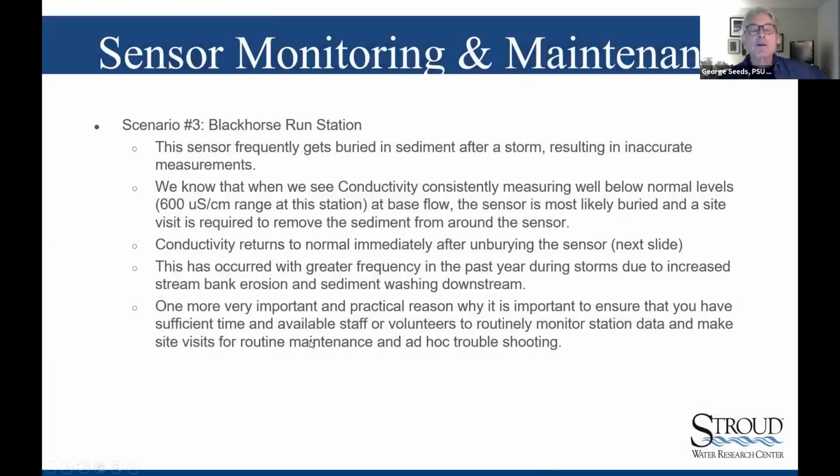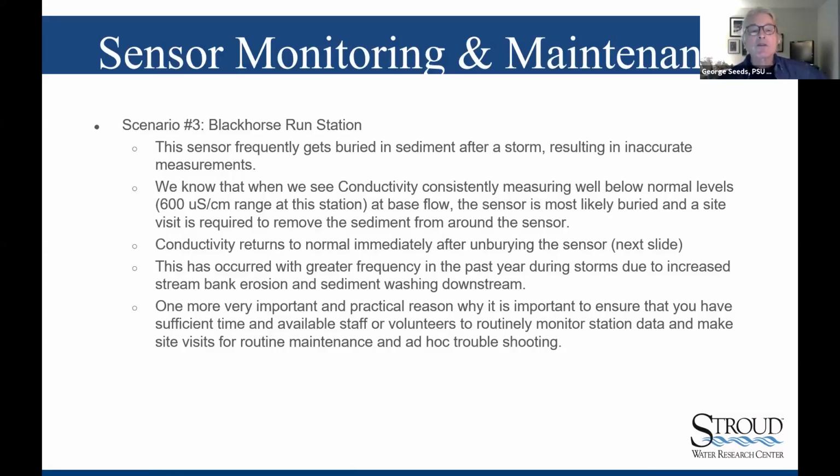But again, the point here being that there's no substitute for physically visiting the sensor site. Scenario 3, Black Horse Run Station. This station frequently gets buried in sediment after a storm, resulting in inaccurate measurements. Over the past year or so, it seems that every time we get a significant rain, the sediment buries the sensor, and you see the conductivity level drop to an abnormally low level.